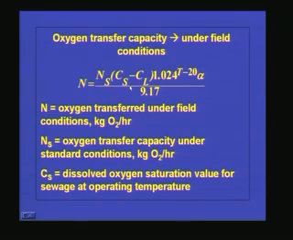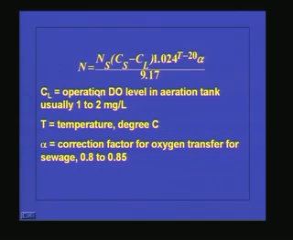What is the saturation concentration? It's a function of temperature and pressure. So if you know the temperature at that time, we can find out what is the maximum dissolved oxygen concentration. And Cl is the operating dissolved oxygen level in the aeration tank, and usually it will be 1 to 2 milligram per liter, and T is the temperature in degree centigrade, because this is the operating temperature, because we know that the oxygen transfer capacity reduces with increase in temperature.